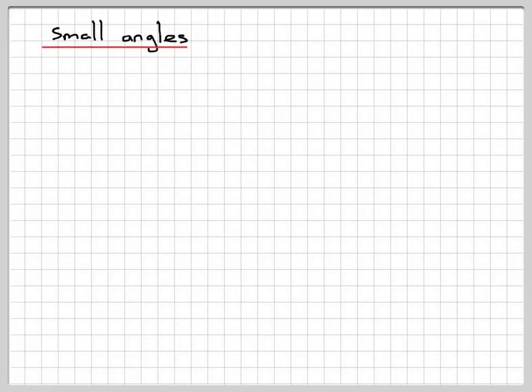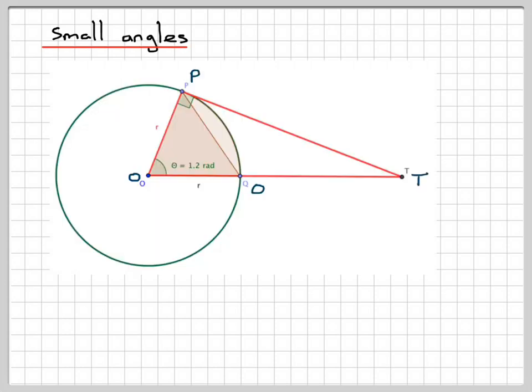In this video, we're going to look at what happens to small angles measured in radians, particularly looking at what happens to sine theta, cos theta, and tan theta. Now, in order to do this, we need to consider this diagram. So we have a circle, center O with radius r, so this circle here.